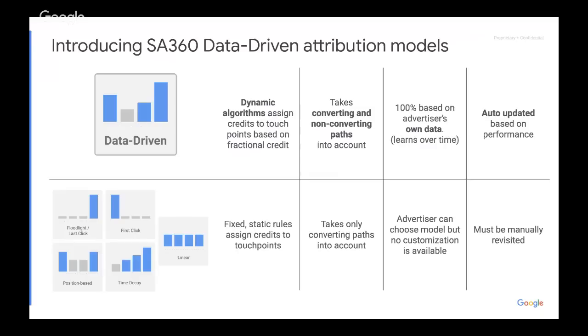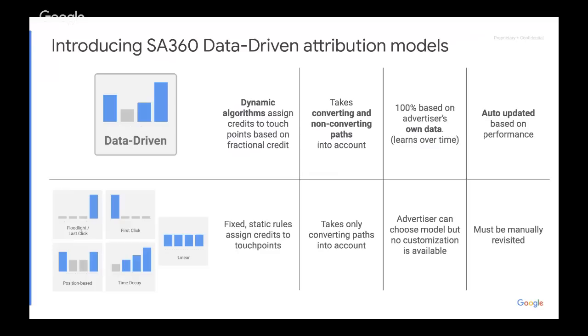And you have the time decay that would also provide the most value of the transaction to the last click, and then gradually move downwards. One thing to say about these models that you see in the bottom row, they're fixed and static, so they're based on rules, right? So they assign the credit based on rules. So they only take into account the converting path, and they must be manually revisited once in a while. On the other hand, the data-driven model actually is a dynamic algorithm that assigns credit based on the click where the conversion is due. It takes in the converting path and the non-converting path, and it's always updated as it learns. So it's constantly learning.